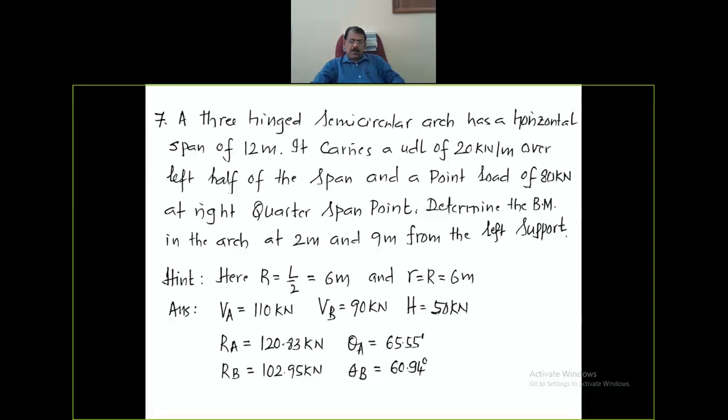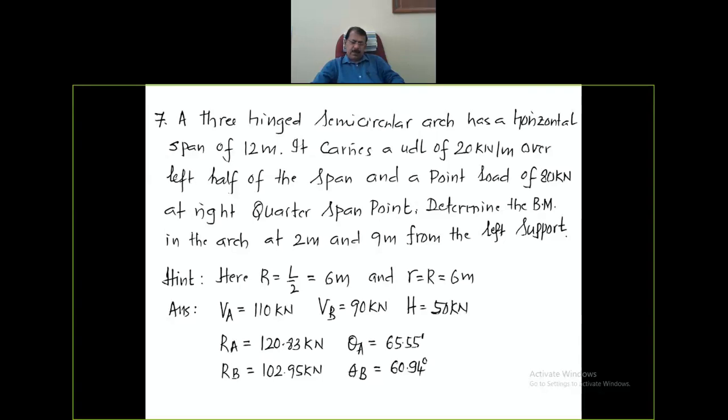So here nothing is given about the radius of the arch. Whenever nothing is given, we have to assume that radius of the arch is equal to span divided by 2. Span is known, that is 12 meter. Therefore, radius becomes 6 meter. And then radius and rise of the arch are same here. That is small r is equal to capital R, that is equal to 6 meter. By knowing this, you can solve this problem without any difficulty by drawing the arch, use laws of statics or equations of equilibrium or conditions of equilibrium.